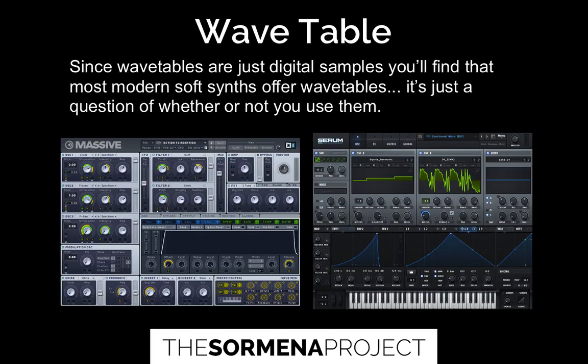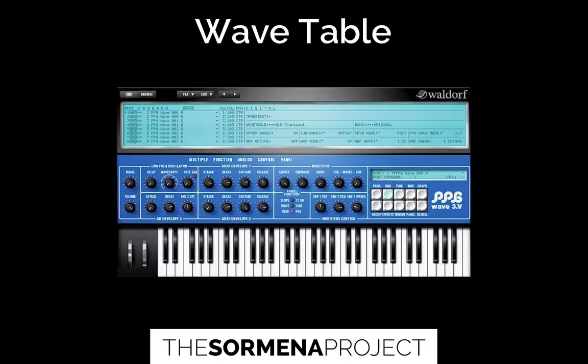But what we are used to talking about with wavetable are these modern instruments, Massive being the one that was kind of a huge game changer, and then also Serum. So since wavetables are just digital samples, you'll find that most modern soft synths, including the ones that claim to be very retro VA offerings, will have wavetable functionality as well. It's then just a question of whether or not you use them.